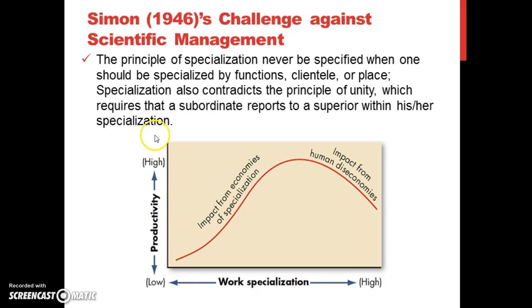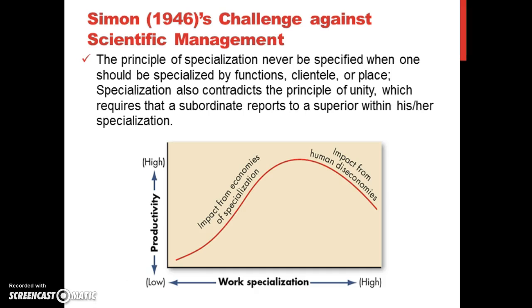This graph shows the principle of specialization in scientific management. Too much specialization will lead to workers' apathy or resistance. However, at a certain point, specialization can maximize productivity.